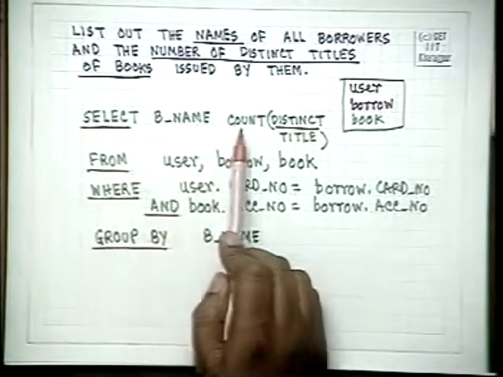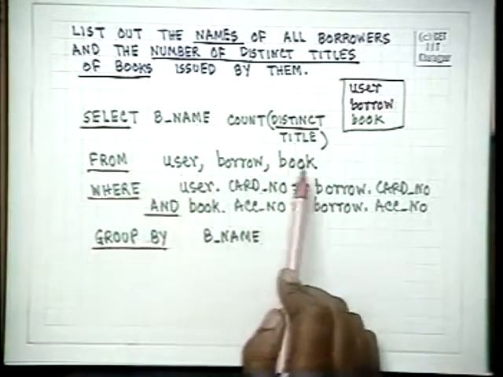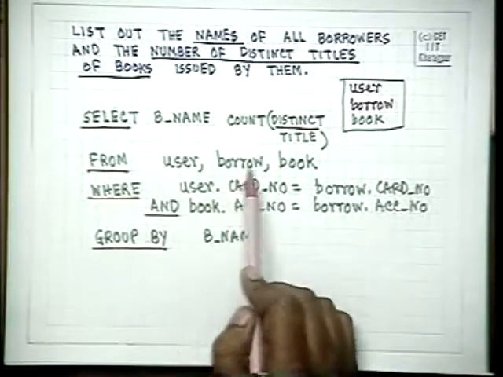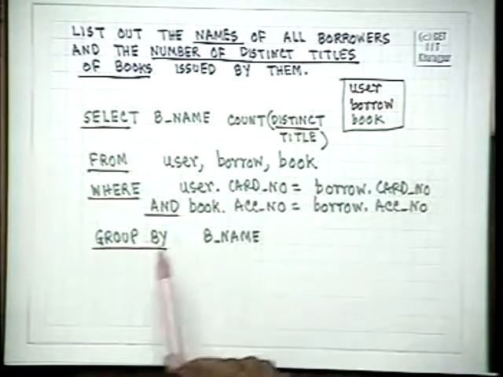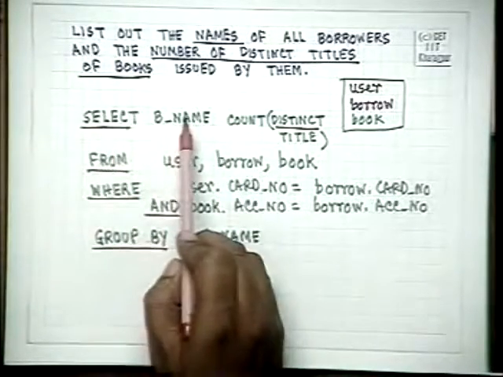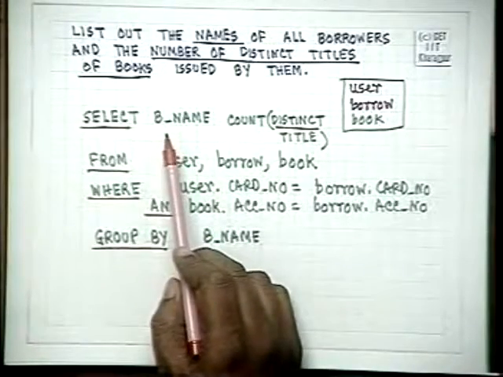Select borrower's name, count distinct title from user, borrow, book, where this does the natural join between user, borrow and book. So forget about this aggregation. Select borrower's name from user, borrow, book, where this. So you will get the names of all borrowers who have borrowed any book.